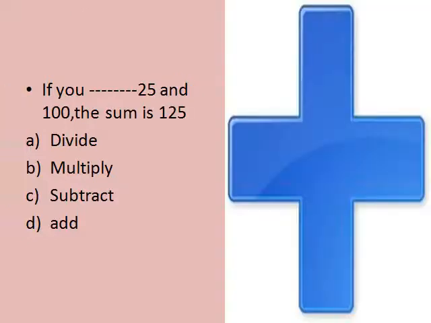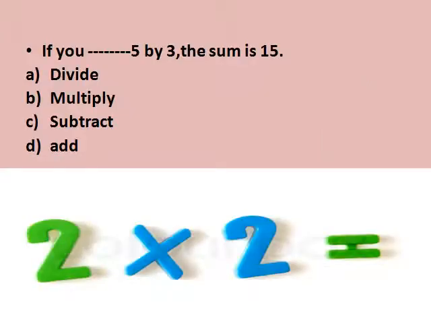Multiply. If you add 25 and 100, the sum is 125. Divide, multiply, subtract, add. Add. If you multiply 5 by 3, the sum is 15. Divide, multiply, subtract, add.